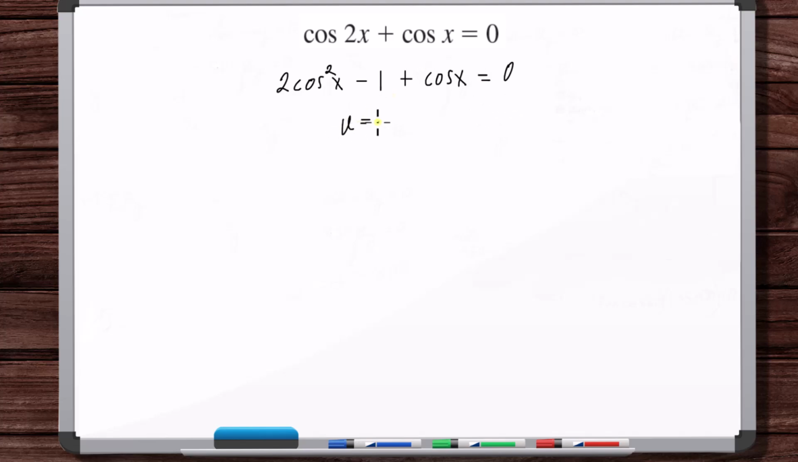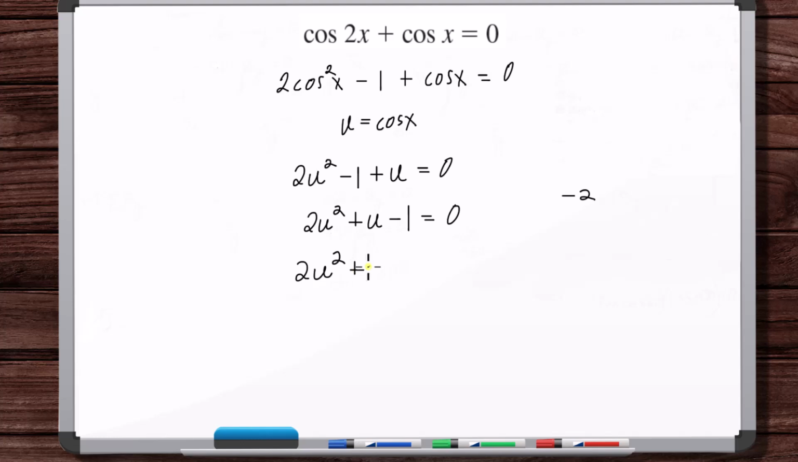So we can say u is equal to cosine x. So 2u squared minus 1 plus u is equal to 0. Now it's just a quadratic equation to solve. So 2u squared plus u minus 1 is equal to 0. Can we factor this? We've got 2 times minus 1 is minus 2. Yeah, we should be able to say 2u squared plus 2u minus u minus 1 is equal to 0.